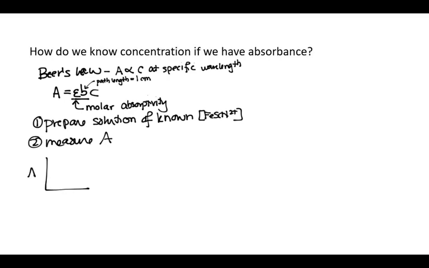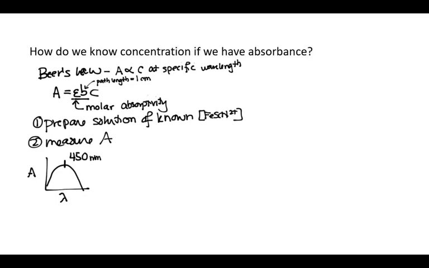So what wavelength should we use to measure the absorbance? Well, in general, we always want to use the wavelength of wherever the peak is, because that's the place where we're going to see the biggest changes in absorbance as we change concentration. And so for this solution, that's going to be at about 450 nanometers.